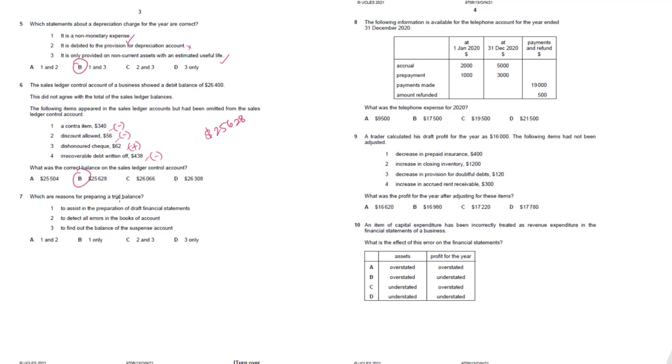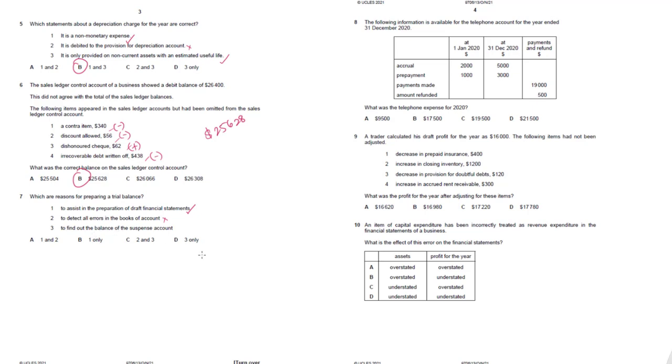Question number 7. Which are the reasons for preparing a trial balance? To assist in preparing draft financial statements. Yes, that's true. After trial balance only you can go ahead and prepare the financial statements. To detect all errors in the books of accounts. Not really. Trial balance does not help you to detect the errors. It does not tell you where the error is in the books of accounts. It will only tell you whether arithmetically the books are free from errors or no.